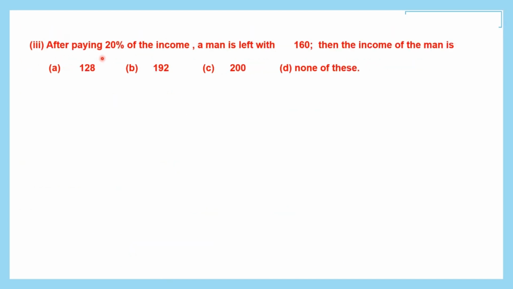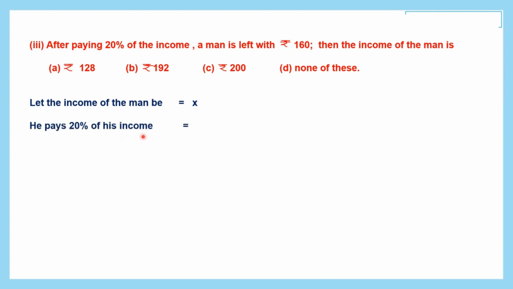Question 3. After paying 20% of the income, a man is left with 160 rupees. So what is the income of the man? That is what we are asked to find. So let's begin by saying, let the income of the man be X. We don't know, but we're going to find out the value of X.